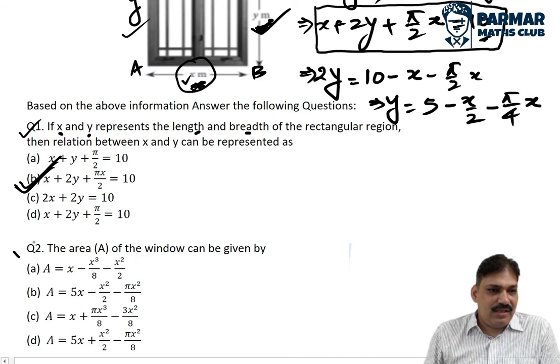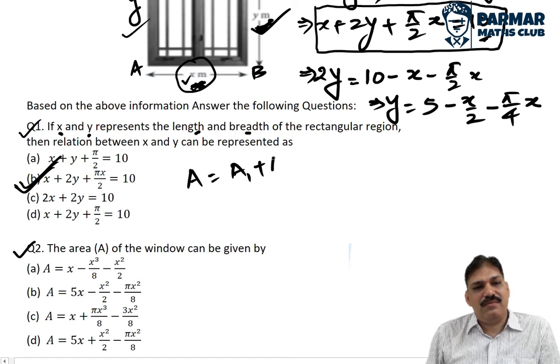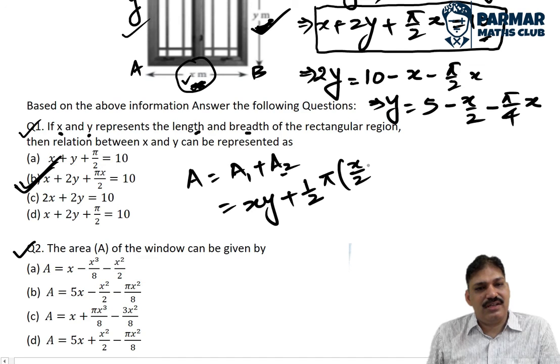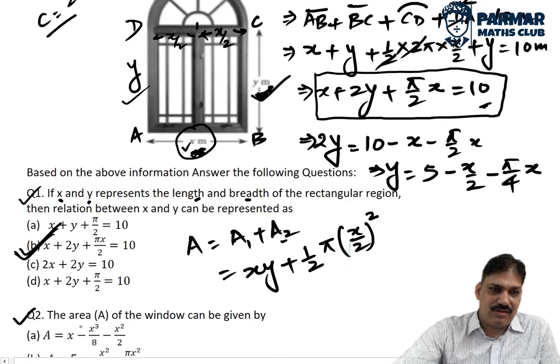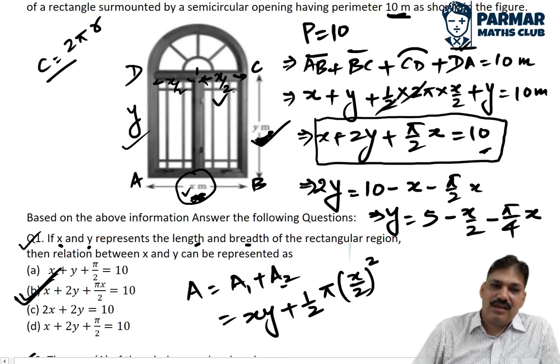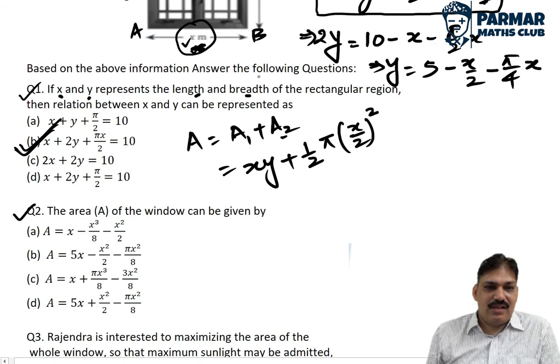Now we want to find the area. Area of window is equal to area of rectangle plus area of semicircle. Area of rectangle is length into breadth, that is x is the length and y is the breadth. Area of semicircle is half of the area of circle, half of pi r square. The radius of the semicircle is x by 2, as discussed above. Now we want the answer in terms of x only, so we'll replace y with this expression.